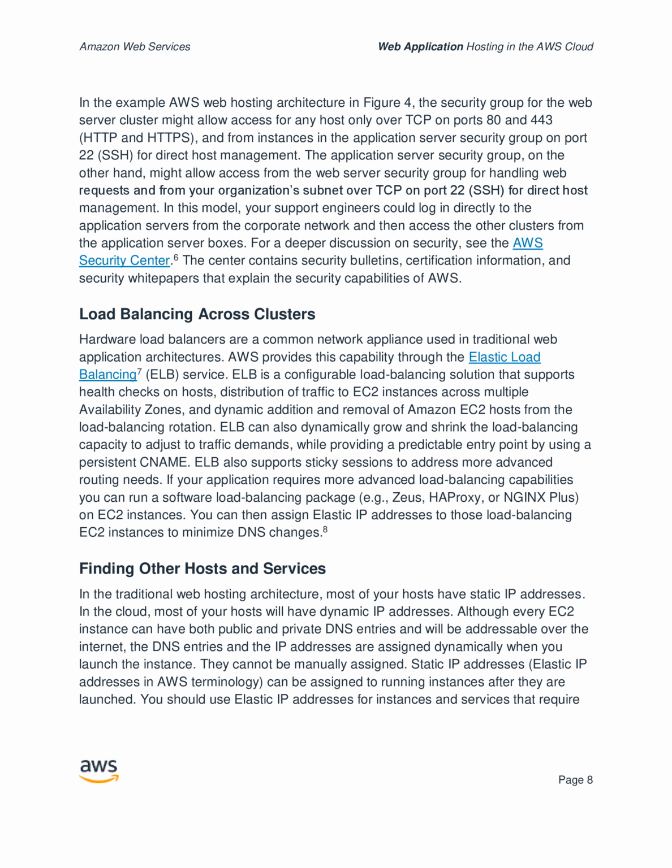Load balancing across clusters. Hardware load balancers are a common network appliance used in traditional web application architectures. AWS provides this capability through the Elastic Load Balancing 7, ELB, service. ELB is a configurable load balancing solution that supports health checks on hosts, distribution of traffic to EC2 instances across multiple availability zones, and dynamic addition and removal of Amazon EC2 hosts from the load balancing rotation. ELB can also dynamically grow and shrink the load balancing capacity to adjust to traffic demands, while providing a predictable entry point by using a persistent CNAME.